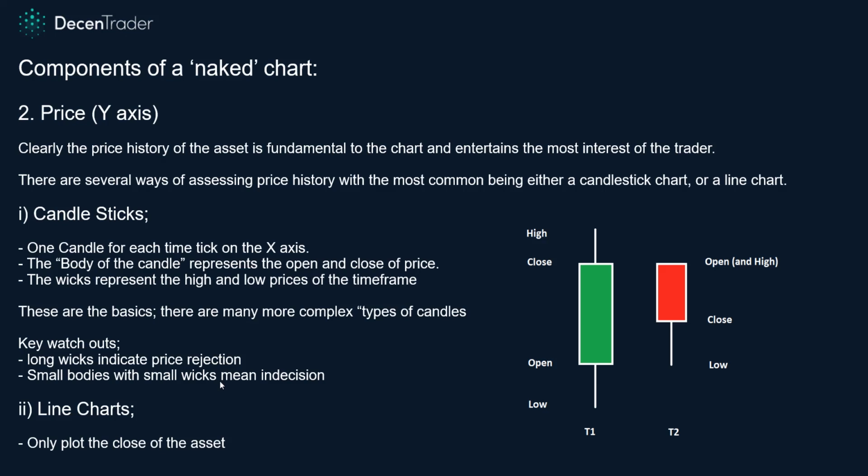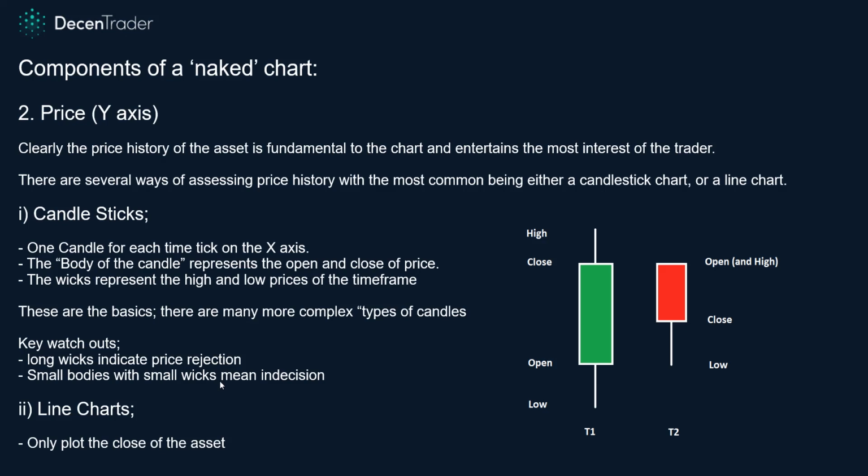There's several ways of looking at price over time, in terms of how the chart looks and feels. The two most typical ones are candlestick charts and line charts. And today we're just going to look at candlestick charts. And there's lots of other ones out there like Heikin-Ashi charts and point and figure charts and stuff like that. But we're going to focus on the candlestick and line charts today.